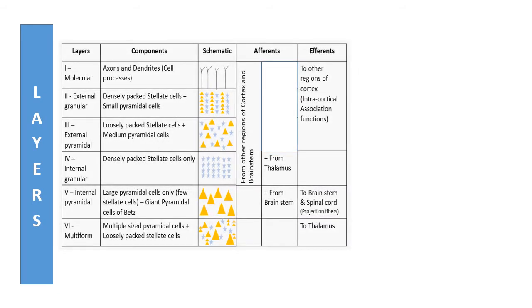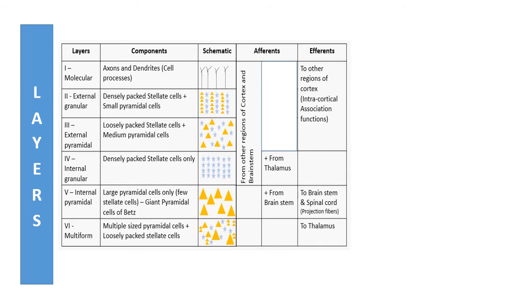There are several layers of the cerebral cortex. What are the layers? There are 6 layers of the cerebral cortex: 1 molecular, 2 external granular, 3 external pyramidal, 4 internal granular, 5 internal pyramidal and 6 multiform. The 5th layer is very important. It contains giant pyramidal cells of Betz, which give rise to the pyramidal tracts, the corticospinal and corticobulbar tracts.